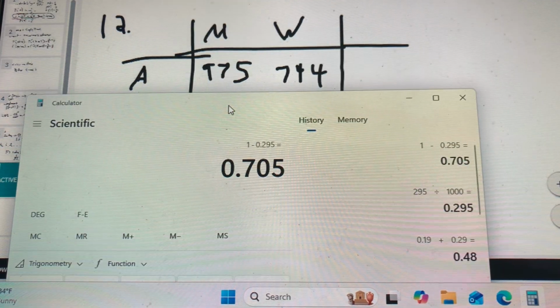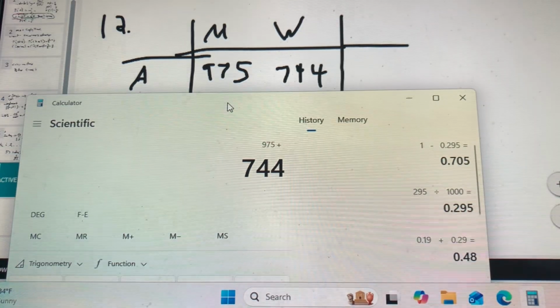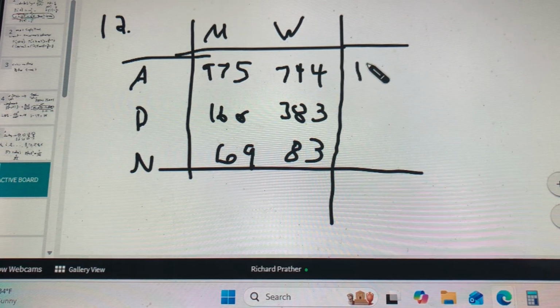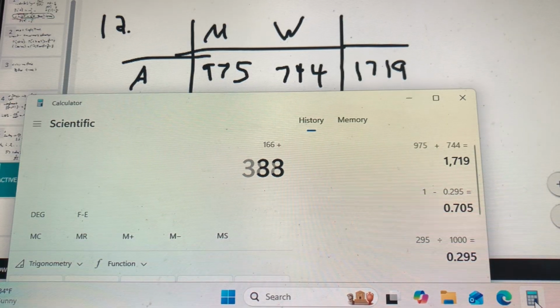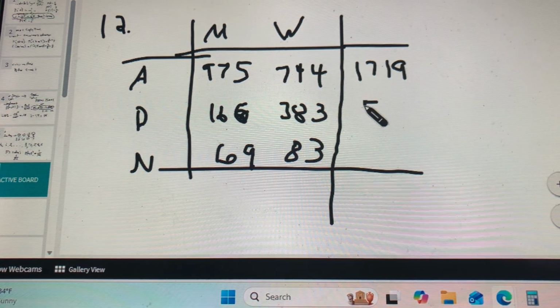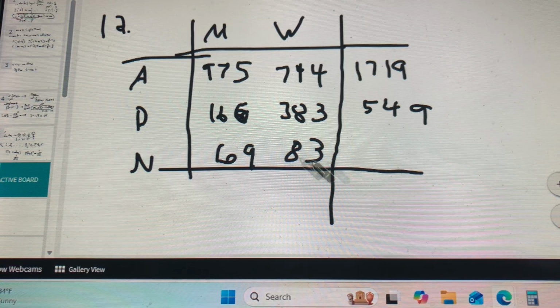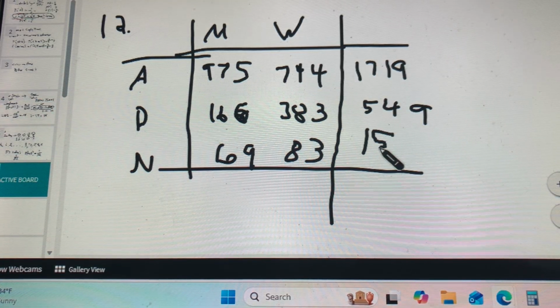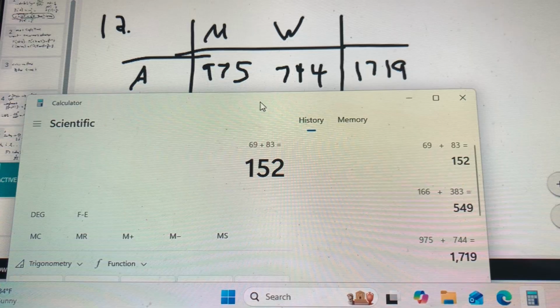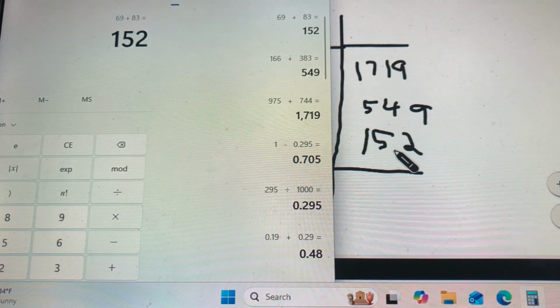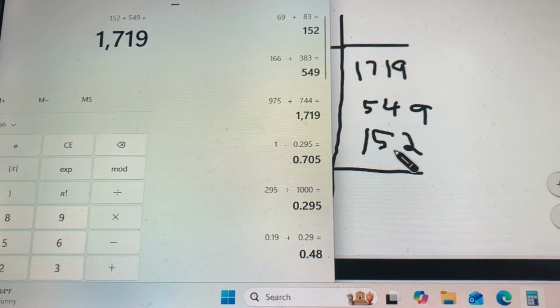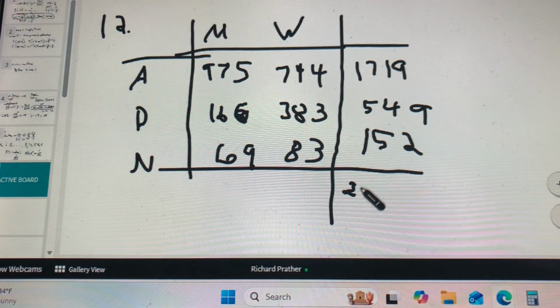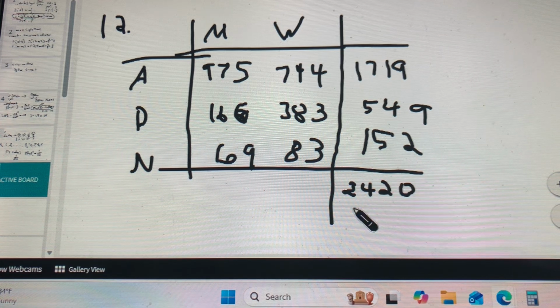So add the 975 plus the 744. There are 1719 people who agree with this question. Now add this 166 with the 383. 549 disagree. 69 plus 83 had no opinion, 152. If you add all three of these together, 152 plus 549 plus 1719, there are 2,420 people in the survey. That's your total. This is the grand total right here.